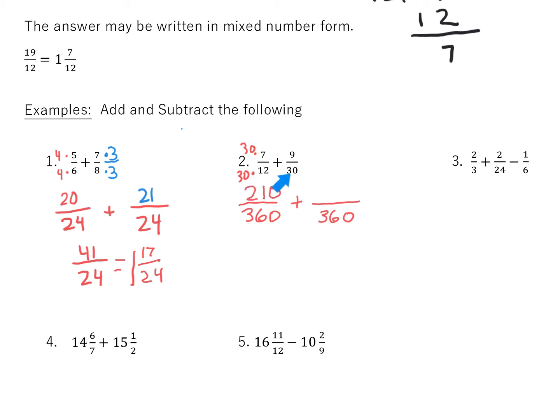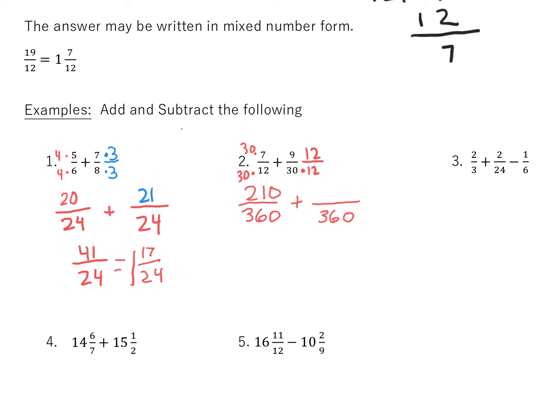210. What did we do to our 30 to get 360? It might take you a little time to figure out, and that's okay. If it doesn't come to you that you multiplied 30 by 12, you can simply do 360 divided by 30, and you're going to get that number. I'm showing you all sorts of tricks here. Just use whatever trick works best.